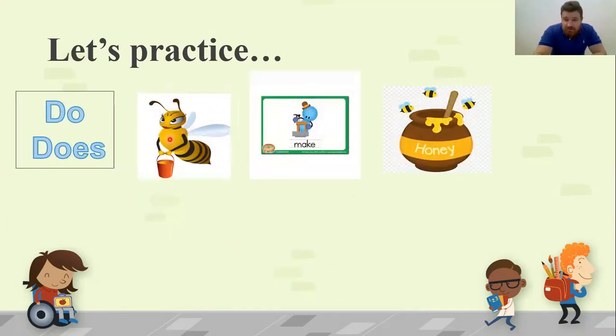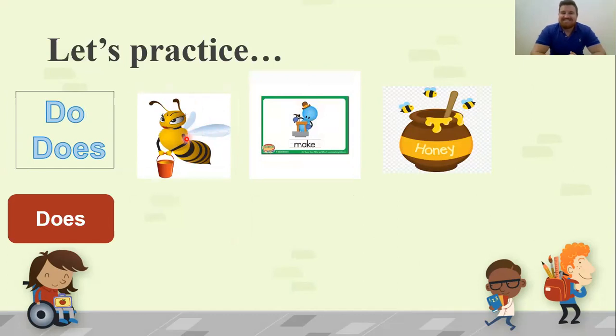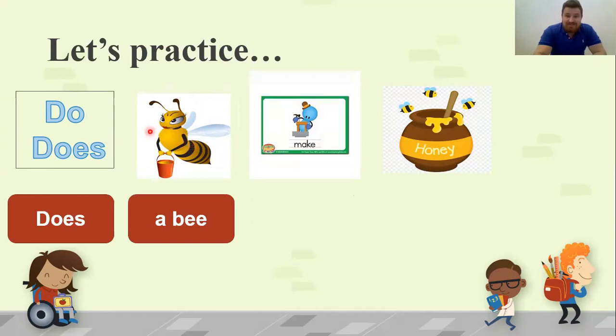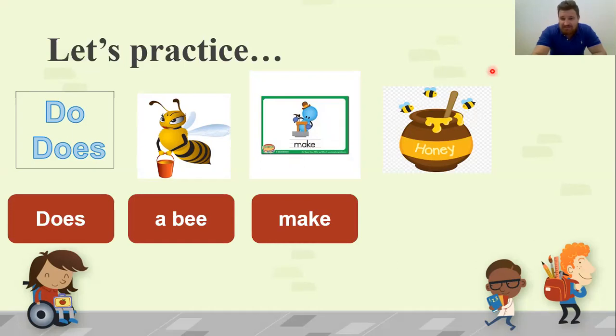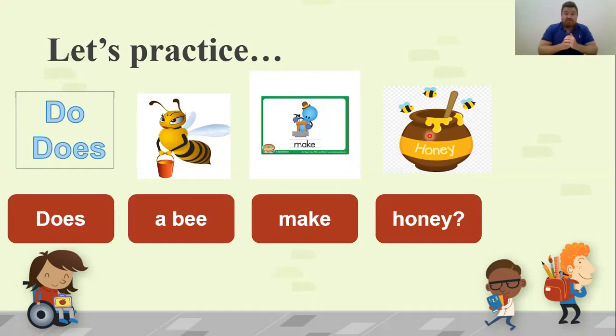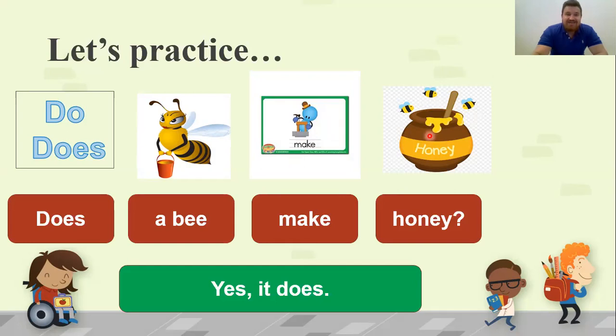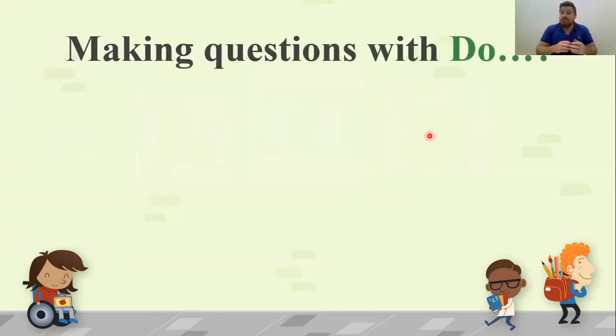Okay, let's go to another one. Now we see here only one bee, so we use does. And now what is this? Good job. What is the verb? Make. And what do we see over here? Honey. Does a bee make honey? Now you say the question. Remember, when we are asking questions, we should go higher at the end. Does a bee make honey? Okay. And let's answer it together. Yes, it does.